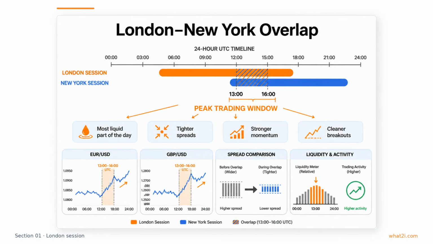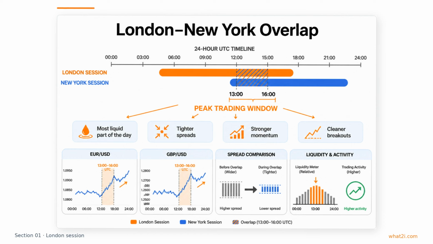The London-New York overlap is often the strongest trading window in Forex. Roughly between 13:00 and 16:00 UTC, two of the largest financial centers are active at the same time, and that tends to produce the deepest liquidity of the day.